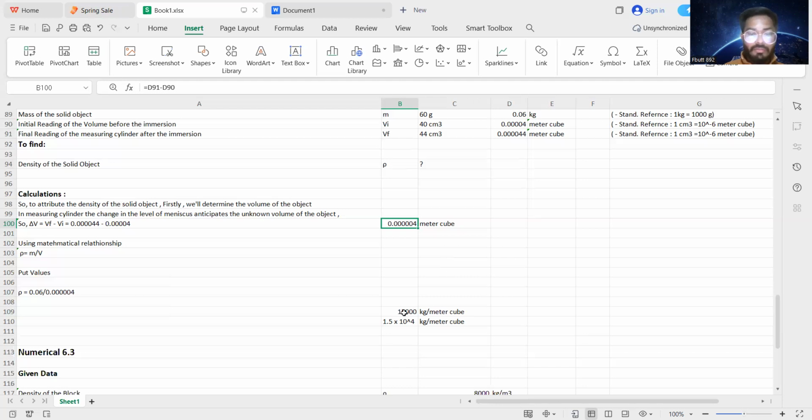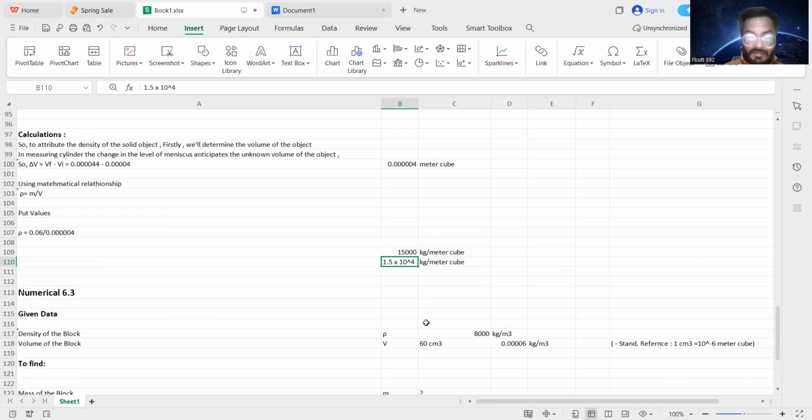I'll get the value. The value of mass is 0.06 divided by the volume of the object, and the volume of the object is calculated as 4 multiplied by 10 to the power minus 6 meter cube. And finally, the density of the object is calculated as 15,000 kilogram per meter cube, and in standard scientific form, it is expressed as 1.5 multiplied by 10 to the power 4 kilogram per meter cube.